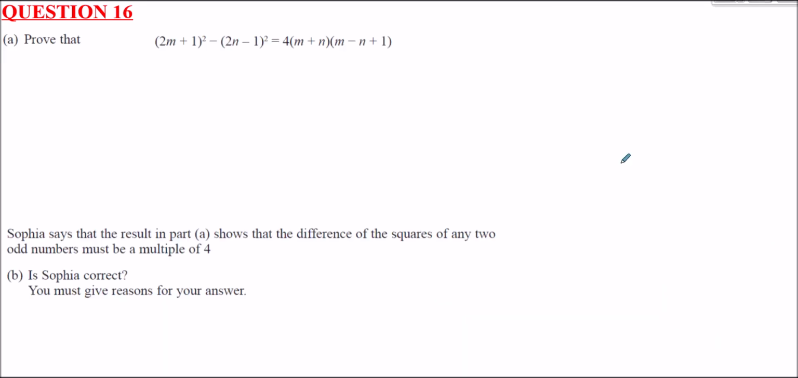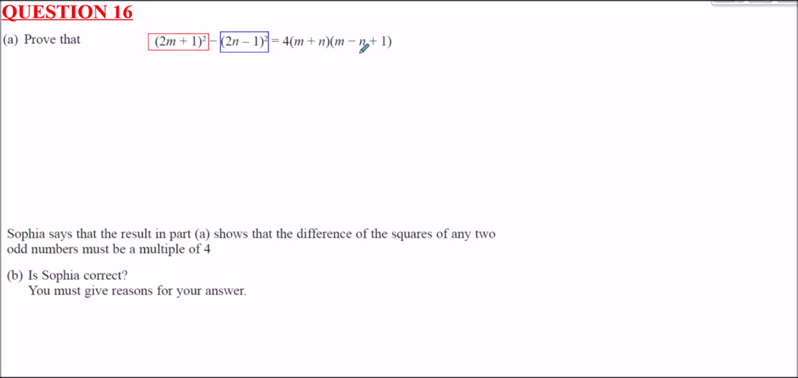Question 16, we're going to prove that (2m + 1)² − (2n − 1)² equals 4(m + n)(m − n + 1). First of all, don't be intimidated by this. I'm going to show you two ways of doing it. One way which is a bit of a cop-out, but is valid.